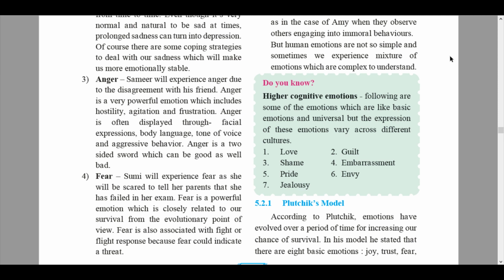So let's start with the Do You Know box. Higher cognitive emotions. Following are some of the emotions which are basic and universal, but the expression of these emotions varies across different cultures. Love, shame, pride, jealousy, guilt, embarrassment, envy. I'm sorry if I haven't read them out in chronological order. I'm just pissed off. So these were our higher cognitive emotions.